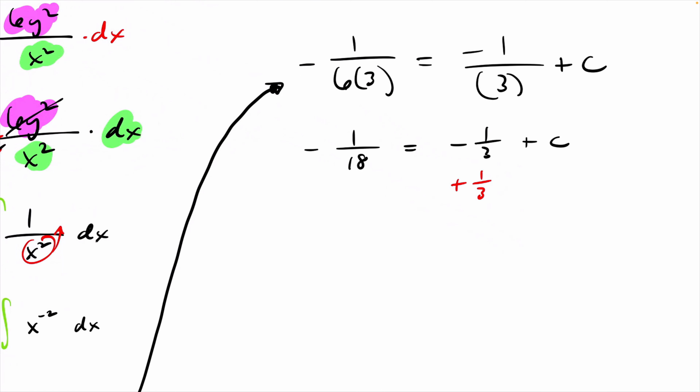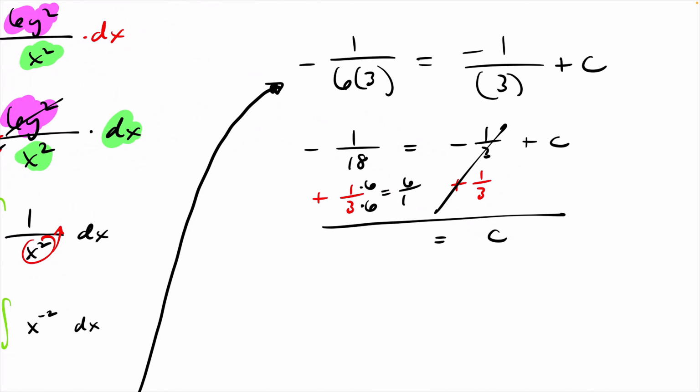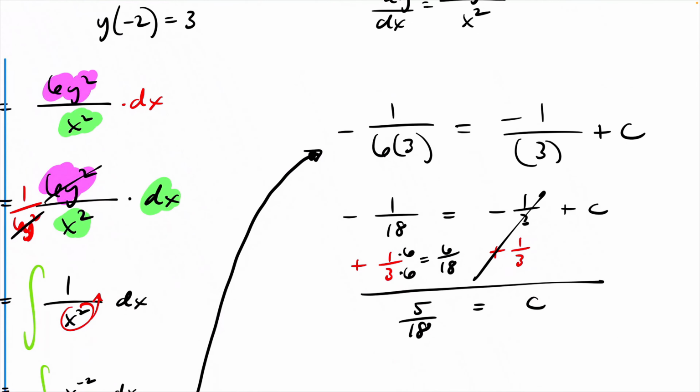Add 1/3 to both sides. Okay, combine, let's see. So I'm going to need to multiply this guy times 6. So this is actually 6 over 18. So my -1/18 plus 6/18 is 5/18. Wait, what did I do? Oh yeah, sorry, I didn't plug in. I plugged in -2 for x, so this should be -2 now. Yes, sorry, yep.